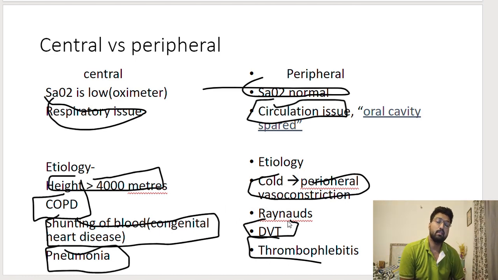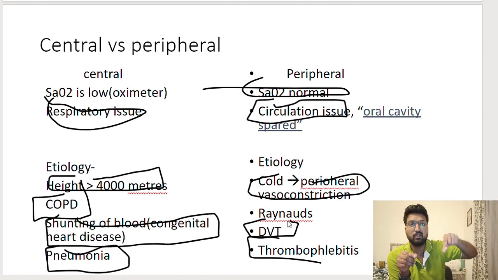So what is happening in DVT? The main vein is getting blocked, so the superficial veins get dilated. Veins have deoxygenated blood. Since they are dilated, we will see more bluish blood in the superficial veins. That is causing peripheral cyanosis.